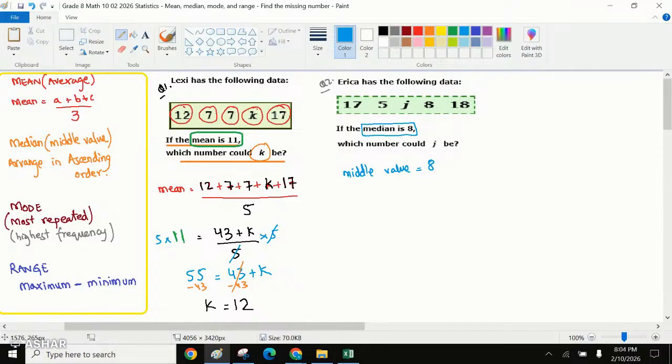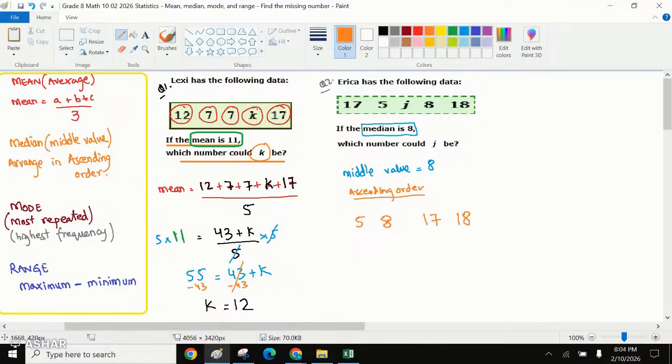But in order to solve the median, we have to do the ascending order. So we know the smallest number was 5. Then we have the 8, then we have the 17, and then we have the 18.